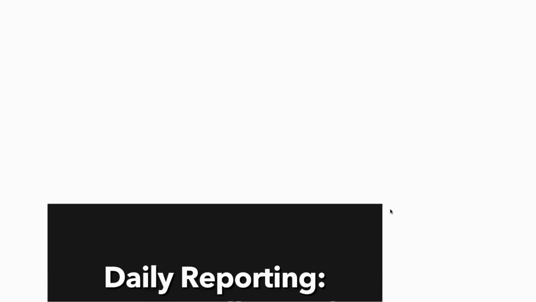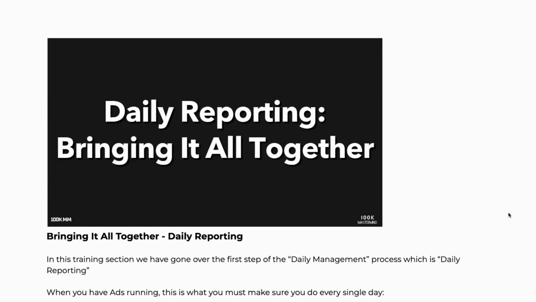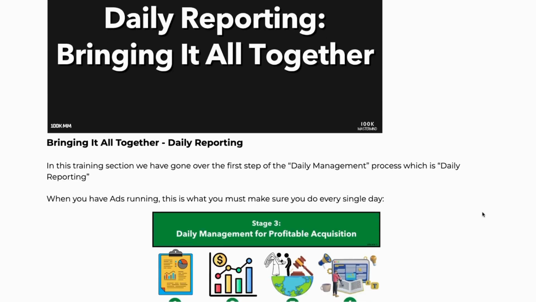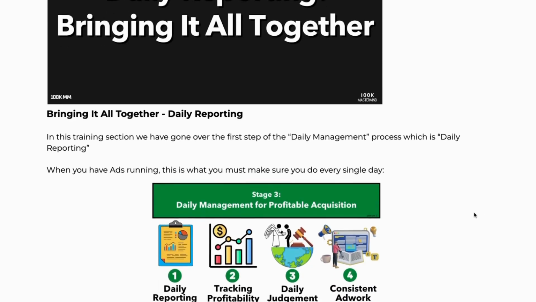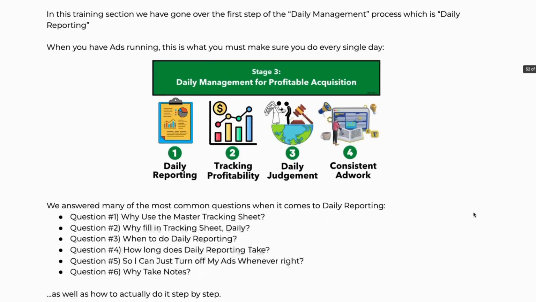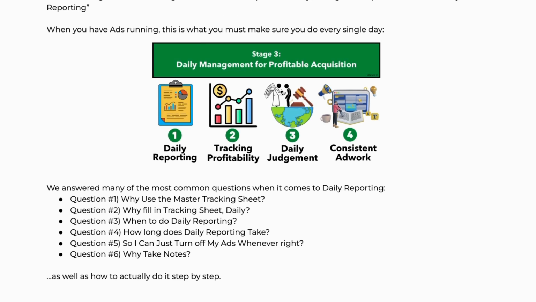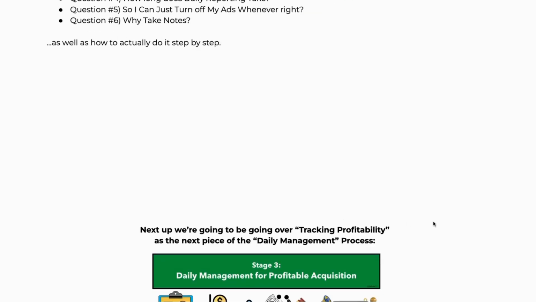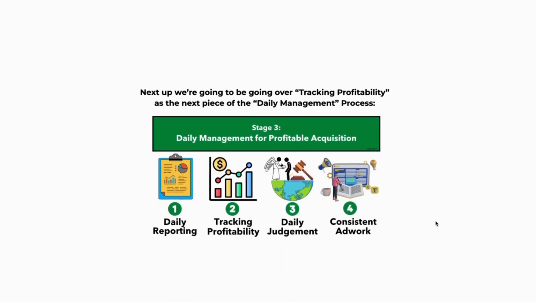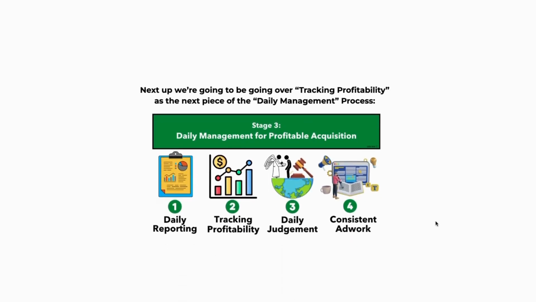So daily reporting, let's go ahead and bring it all together inside of this training section. We've talked about the first step of the daily management process, which is daily reporting. When you have your ads running, you need to make sure that every single day you are doing the daily reporting. We also answered a whole bunch of the important questions when it comes to daily reporting, as well as talked about the actual step-by-step of what that looks like. So next up, we are going to get into tracking profitability as the next piece of the daily management process.